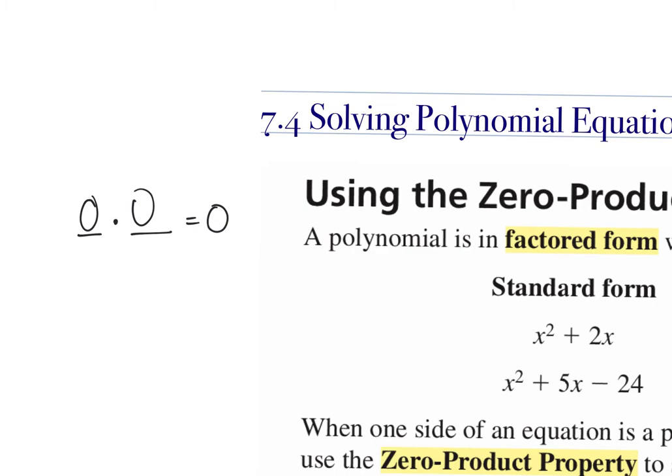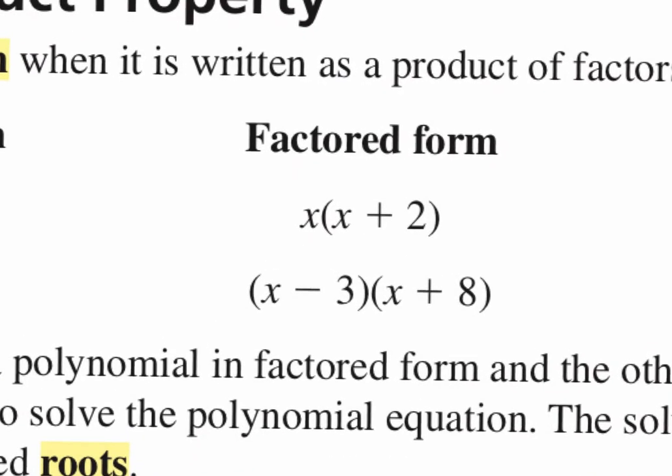So the same thing works when we have variables there. Take a look at this expression: x times x plus 2. If this were to be set equal to 0, you could set the x term equal to 0, or you could set the x plus 2 term equal to 0. And when we do that, we get what's called a root. Now, I know that's a lot, but it makes a lot of sense once we do an example.